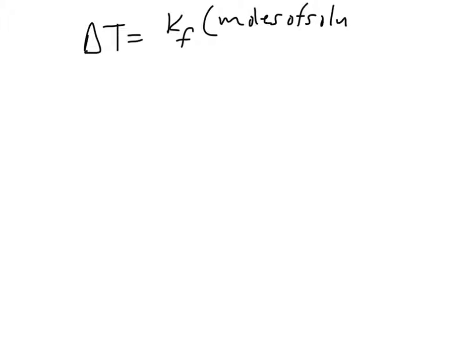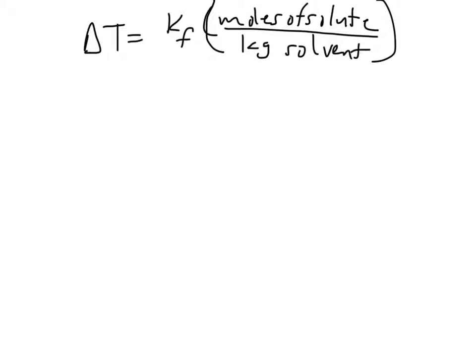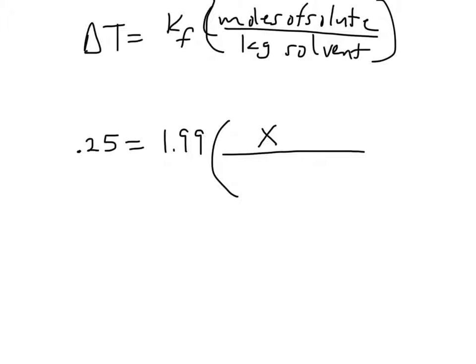So keep in mind that our equation was delta T equals Kf times moles of solute divided by kilograms of solvent. So now let's insert all those numbers in that we know. We know that the delta T was 0.25, and we know the Kf was 1.99. Now the moles of solute we didn't know. Let's just call that X for right now. The kilograms of solvent was 1.120, and let's solve for X. And once we know the moles, we can figure out the grams of silver.